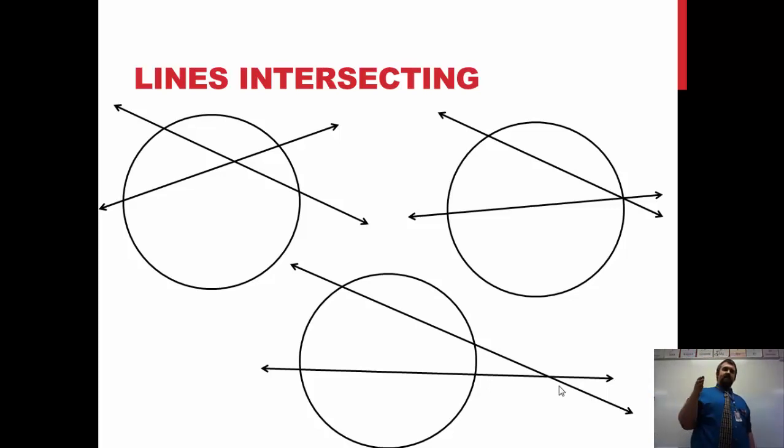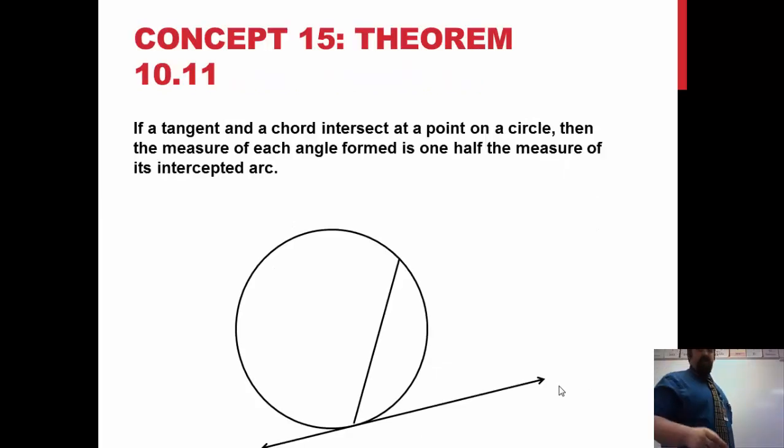Either the lines can intersect inside the circle, like the upper left. The lines can intersect outside the circle, like the bottom. Or the lines can intersect on the edge of the circle, like the right top one. In each of these cases, there's a different rule. Let's go over these rules. We're going to first look at the case where the angle is on the edge of the circle.